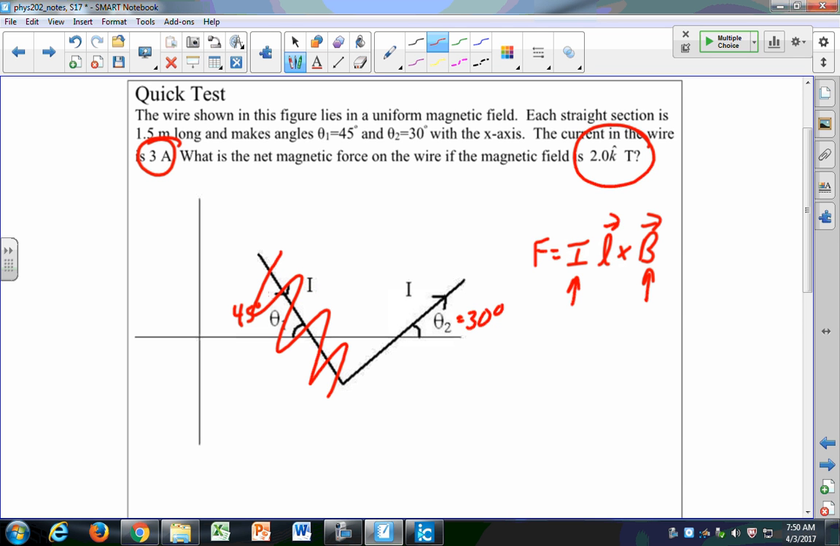Y'all know how to do that. It's been a while since we've done it, but you certainly know how to do that. How to express a vector in terms of its x and its y components. So take a few minutes. I'll give you a couple minutes and I'll jump in. But express that vector L in terms of its x and y components. And then take the cross product, IL cross B. I want to know the x component of L, and I want to know the y component of L.